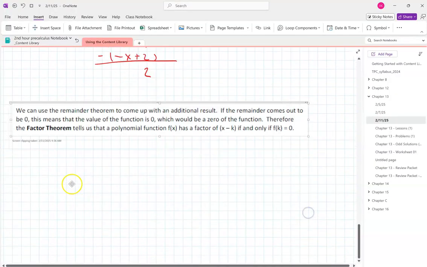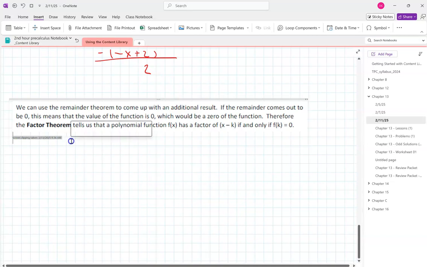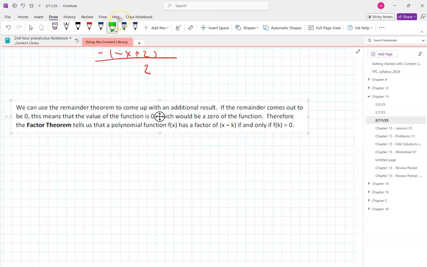This is called the factor theorem. It says that a polynomial function f of x has a factor x minus k if and only if f of k is equal to 0, i.e. it has a 0 remainder, right? Which should make sense, right? If I say, is 2 a factor of 4? You'd say yes, because 4 divided by 2 is 2. There's no remainder to that division problem.